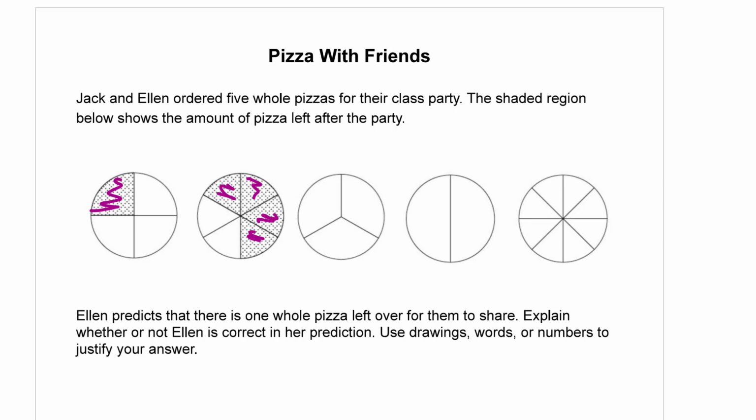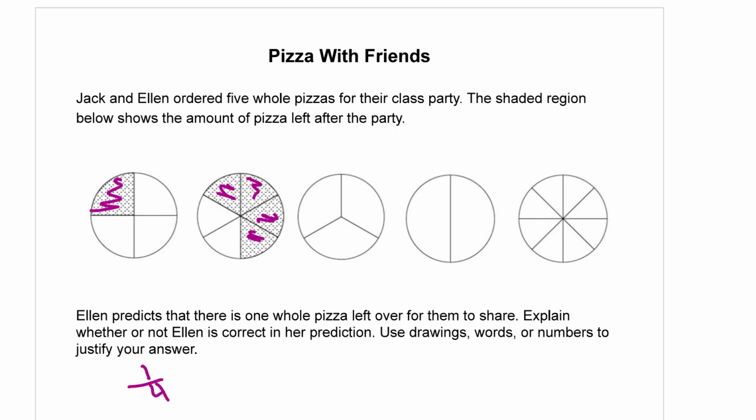Ellen predicts that there is 1 whole pizza left over for them to share. Explain whether or not Ellen is correct in her prediction. Use drawings, words, or numbers to justify your answer. So, folks, what they're really doing is, if you put this together, is this going to be a whole pizza? But what we need to do is look right here, and I have 1 piece out of 4. So what I have is 1/4 of a pizza.